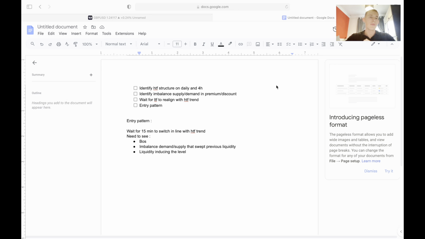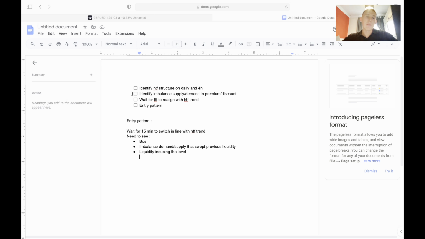Alright guys, so first of all, before we get into some live examples of the strategy, I just wanted to take you through the actual rules that we're going to be using. First things first, what we're going to be doing is identifying higher time frame structure on the daily and the 4 hour. We're not going to be going any time frames higher than that. We're just going to be focusing exclusively on the daily and the 4 hour.